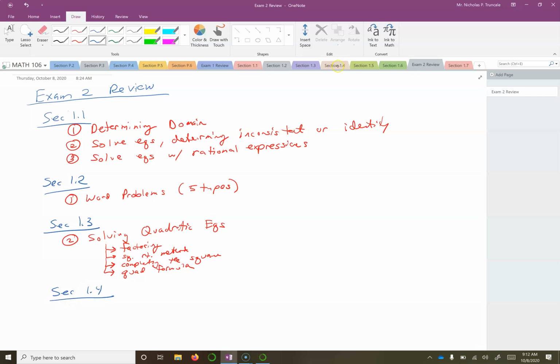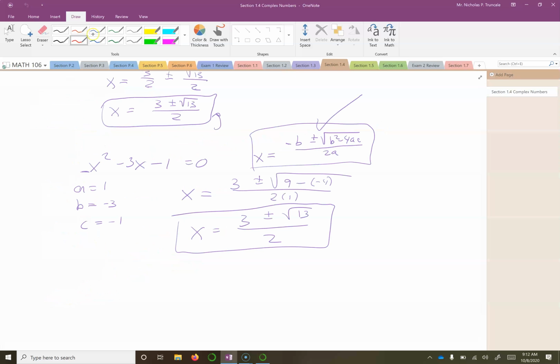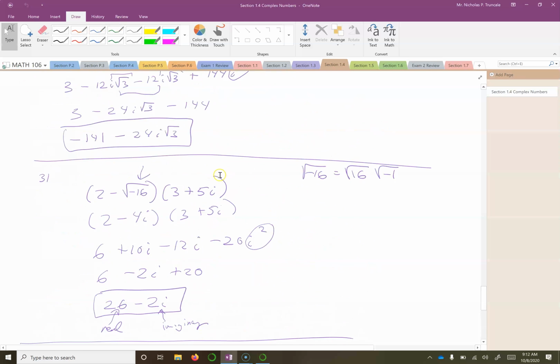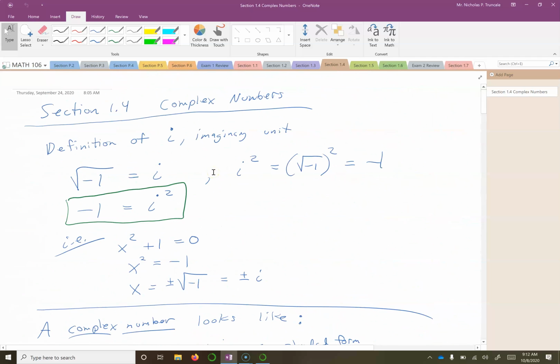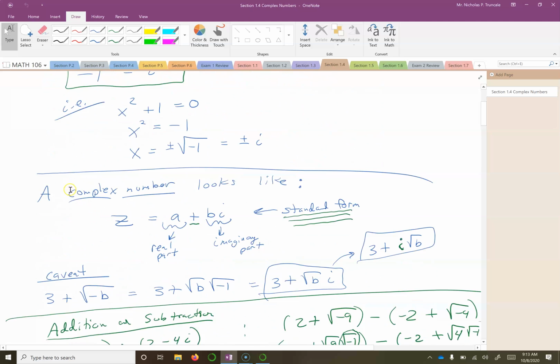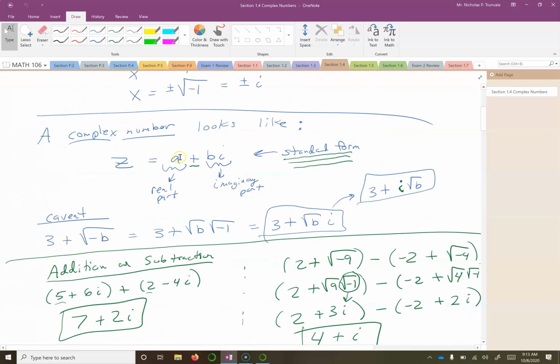Section 1.4. This section is all about complex numbers, right? So, you know, you have to understand what the square root of -1 means, right? That doesn't mean 1 over the square root of 1. It just means we're putting in this complex imaginary unit i. And then if you had i squared, that really comes out to be a -1, all right?